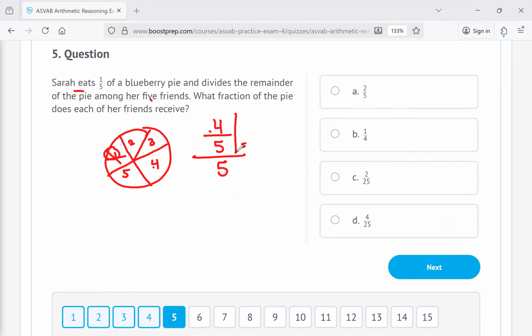So it's still a complex fraction. This is your numerator, this is your denominator. So you could just say 4/5 divided by 5 over 1, and then cross multiply. So 1 times 4 is 4, and then 5 times 5 is 25. It cannot be reduced. It's letter D.